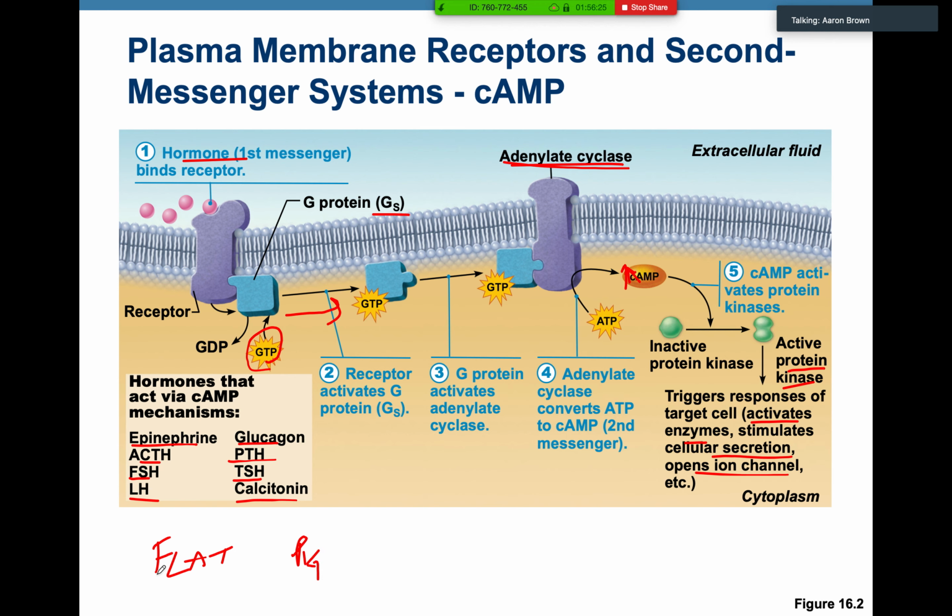Okay, and so F for FSH, L for LH, A for ACTH, T for TSH, and then P for PTH. Okay, and then you can add the G on there for glucagon to make it a nice mnemonic.